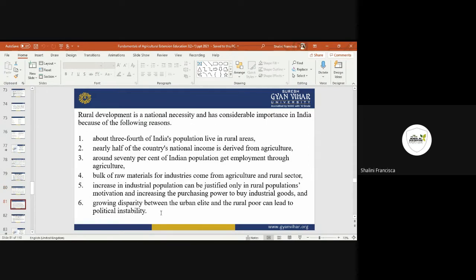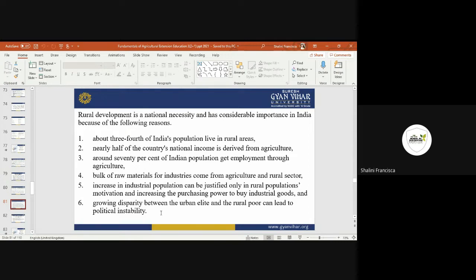So what are the important reasons that should be kept in mind when we think about rural development? First, about three-fourths of the Indian population live in rural areas. This is the biggest thing. It's three-fourths, not one-third only. 75% of the people are living in rural, agricultural land or rural areas, and half of them have income from agriculture, and about 70% of the population is employed through agriculture.